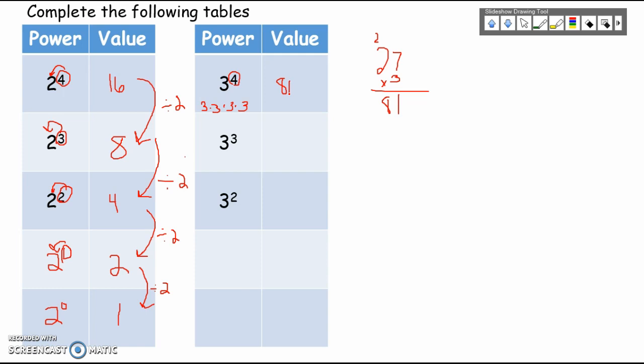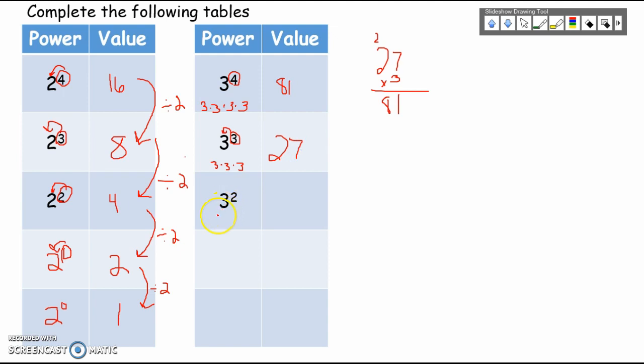Okay, so now let's find the value of 3 to the 3rd power. The 3 tells us how many times to multiply the 3 times itself. 3 times 3 is 9. 9 times 3 is 27. So that value is 27.